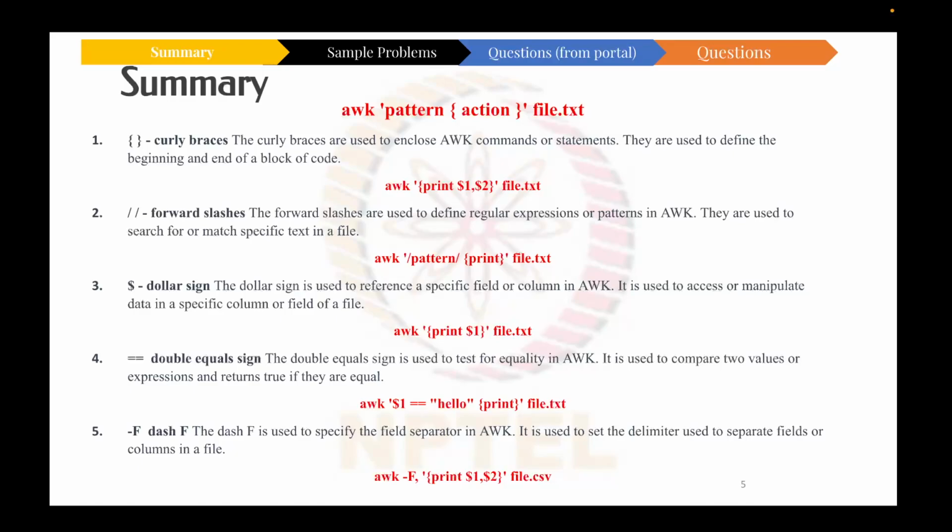Then we have the double equals sign, that is two equals symbols side by side, which is used to test for equality in awk. It is used to compare two values or expressions and returns true if they are equal. So the command here uses the double equals sign to compare the first field of each line in file.txt with the string hello, and the command prints the lines where the first field is hello. So if this condition $1 equals hello is satisfied, the line gets printed.